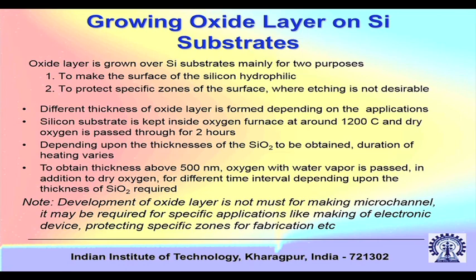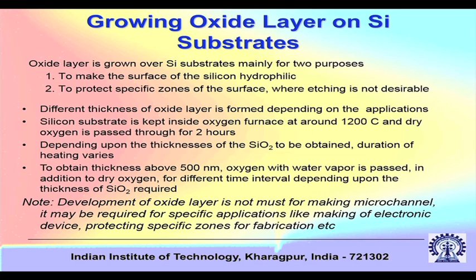So why is an oxide layer grown on silicon substrates? There are two particular reasons, and if they are not important for your purpose, you need not use the oxide layer. One is to make the surface of the silicon hydrophilic, and the second is to protect specific zones of the surface where etching is not wanted.